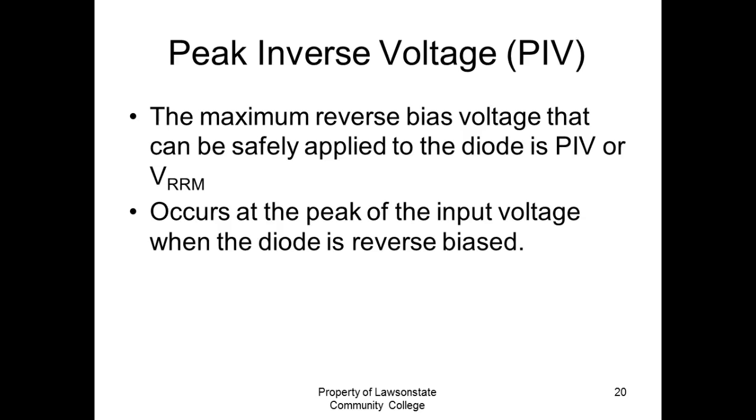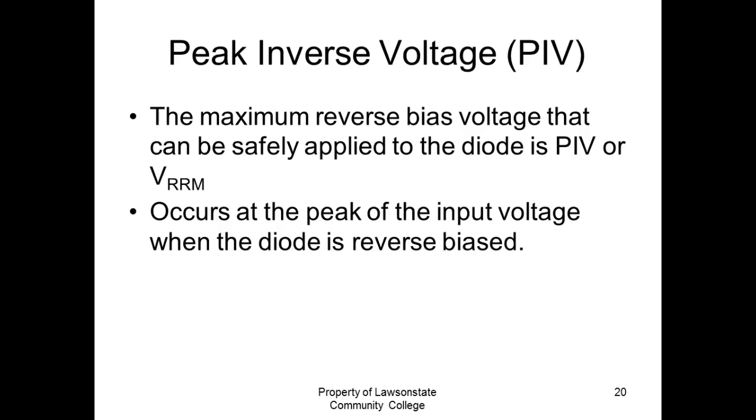The maximum reverse bias voltage that can be safely applied to a diode is what we'll refer to as the peak inverse voltage. Now, unfortunately, this is what textbooks usually teach. But when you look at the data sheet, they usually call this reverse repetitive, so it's VRRM. That's the mnemonic it uses in the data sheets. So we're looking for the peak repetitive reverse voltage.